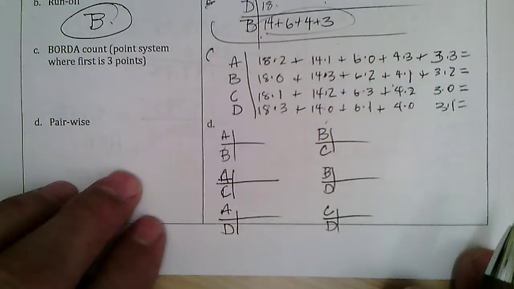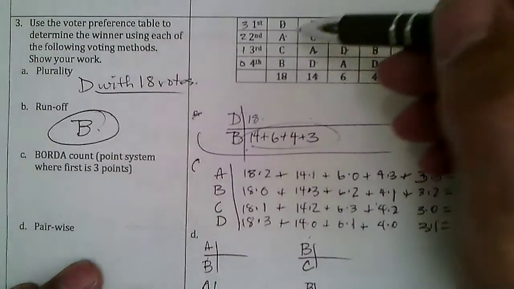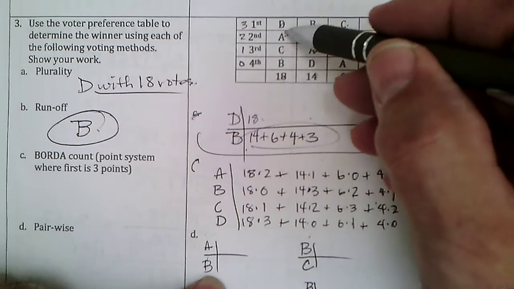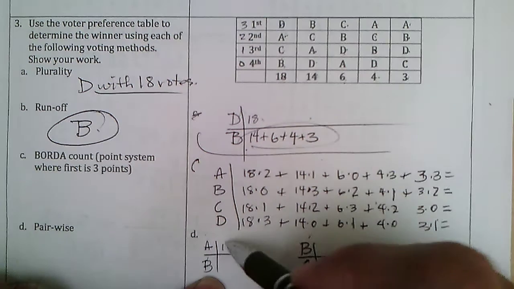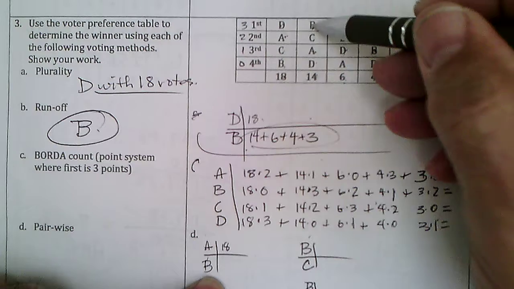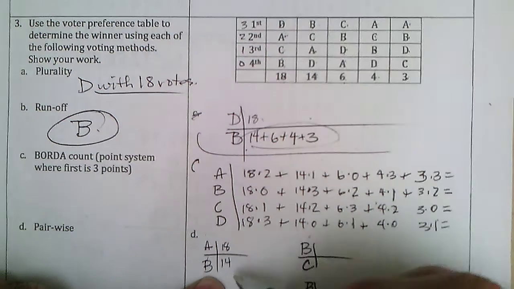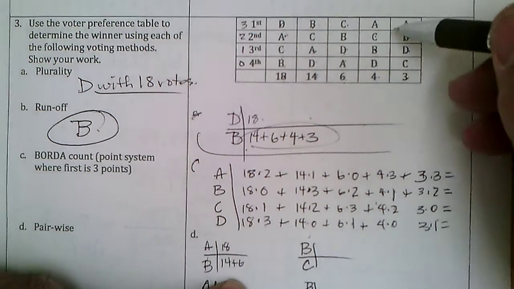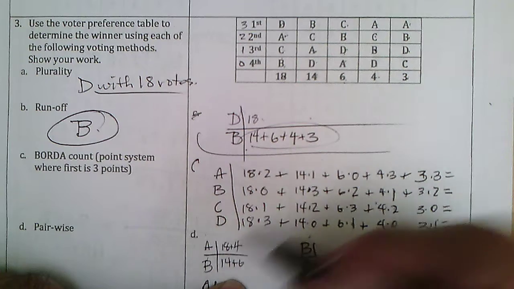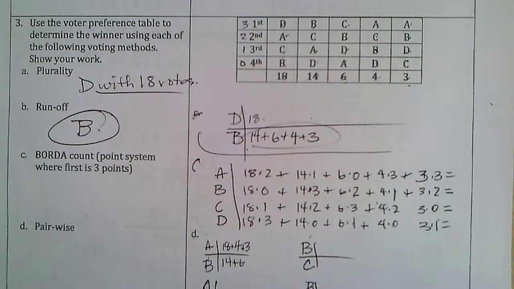And let's see if I can do a few of these here. A against B. A beats B, 18. B gets the 14. A loses to B for 6, and A beats B, so that gets the 4, and A beats B for 3. And I'd have to see who won that one.